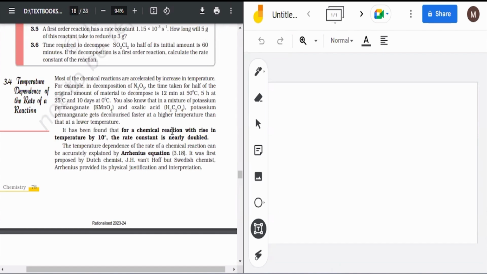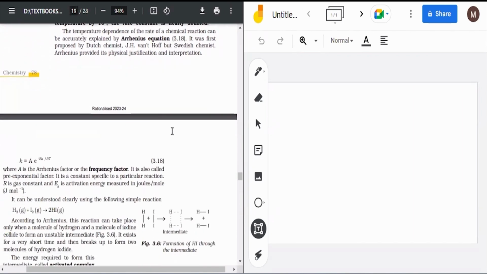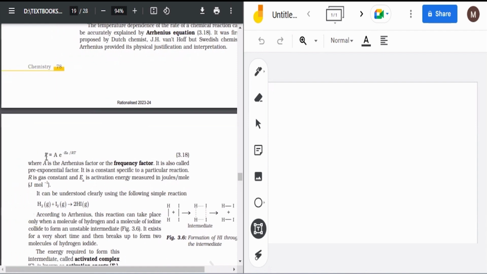मतलब जैसे ही अपन लोग टेम्परेचर को 10 डिग्री सेल्सियस से राइज करते हैं, जो रेट कांस्टेंट होता है वो नियरली डबल हो जाता है. ठीक है, उसके बाद Arrhenius equation क्या होती है? Arrhenius equation के लिए k is equal to A e power minus Ea by RT. This equation will also be used very much in the coming exercise.